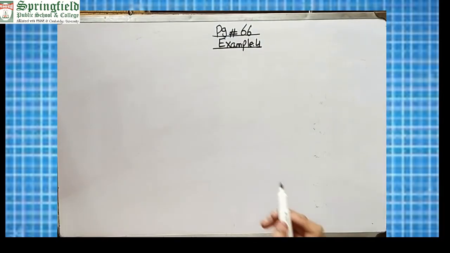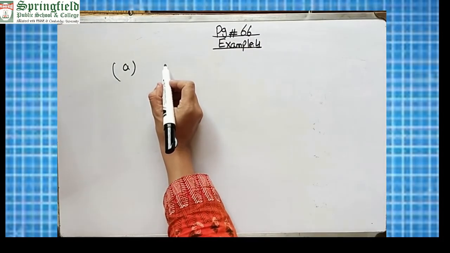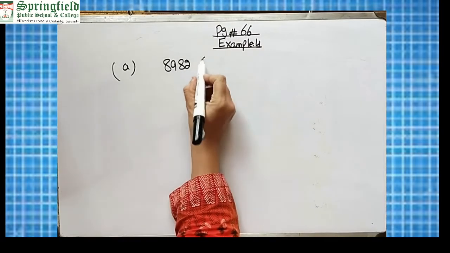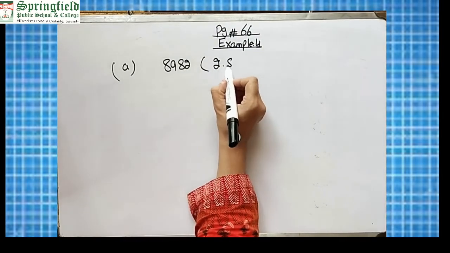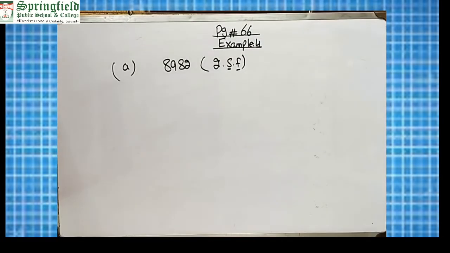Okay, the number is 8982, and they are saying to round off to 2 significant figures. Fine. So 8982, how can we round off this number to 2 significant figures?